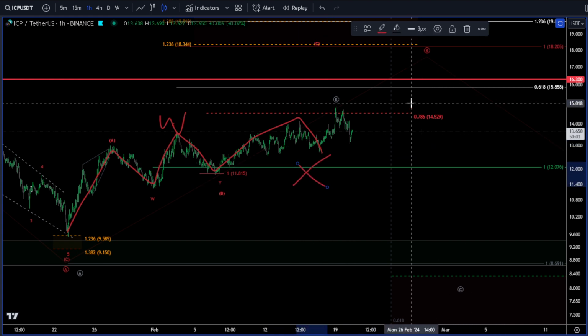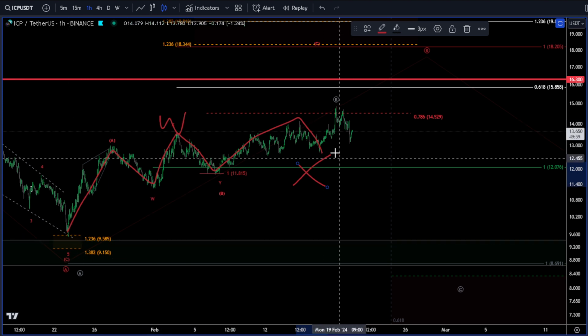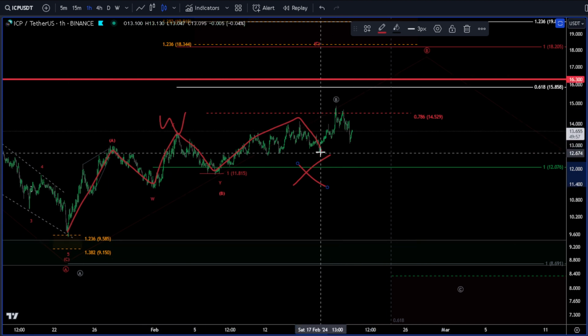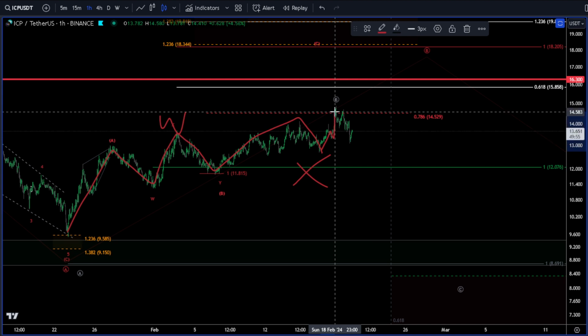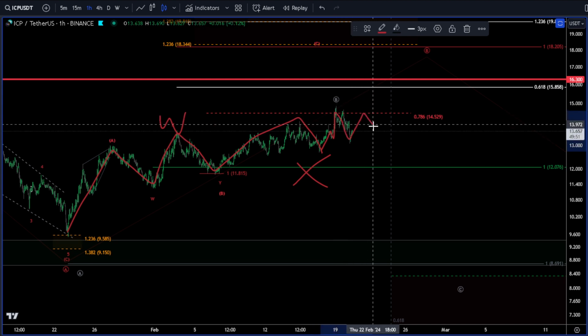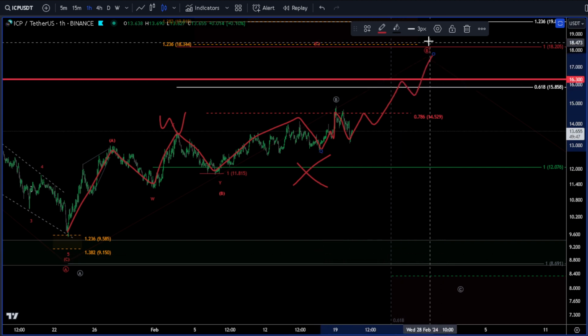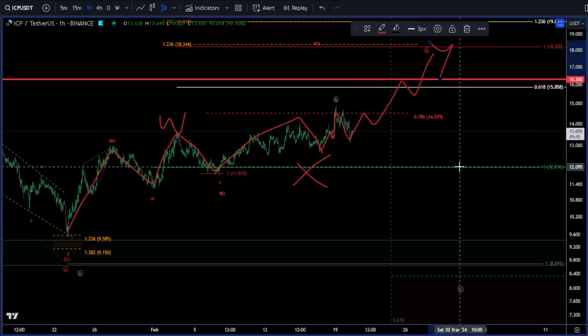So what would that look like? Most likely it would be a flat. We got a zigzag here, and this would be a flat, a 3, 3, 5. So we got 3 waves up. If this pivot is in, we'd expect 5 waves to the upside, like such, and that would create a WXY.